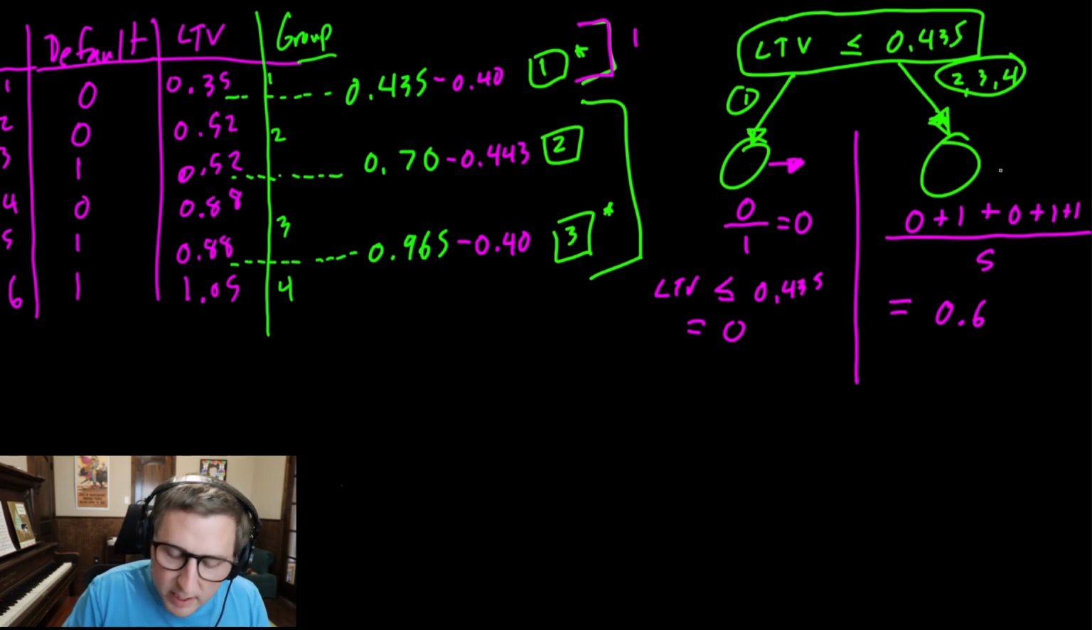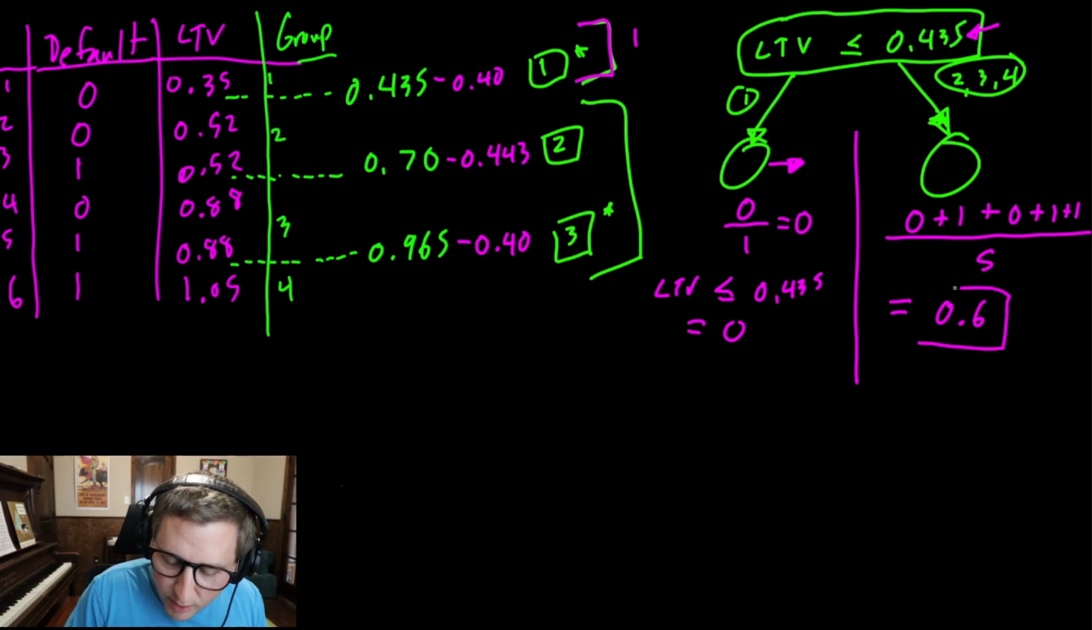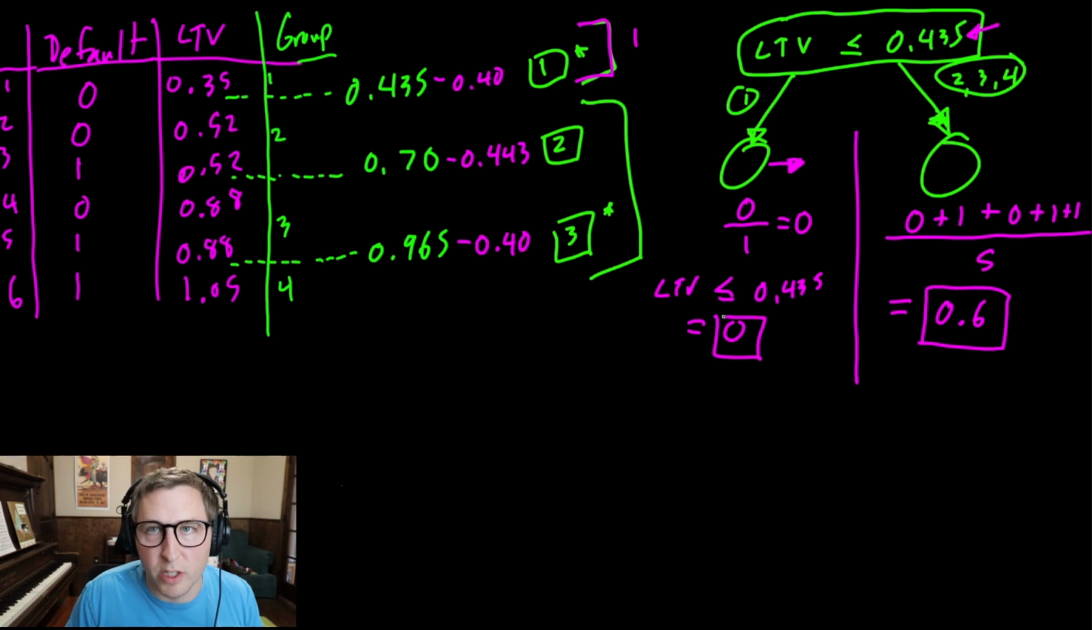So in this case, any value that is greater than 0.435 here, so it could be 0.88, 0.9, 0.51759, something crazy, the prediction for all of those is going to be 0.16. And so this tree is going to just do 2 predictions. You either go left and you get a prediction value of 0, or you go right and you get a prediction value of 0.6.